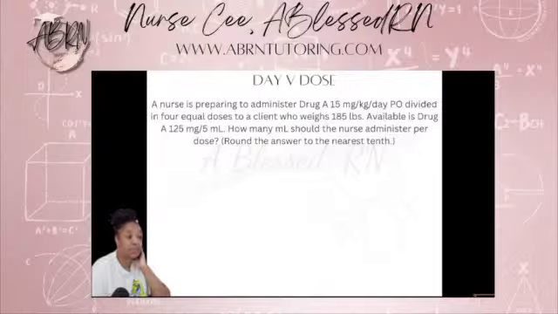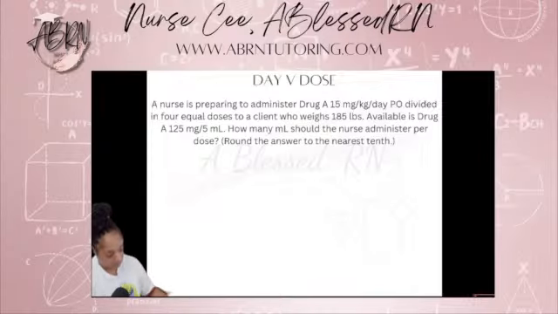A nurse is preparing to administer drug A 15 milligrams per kilogram per day by mouth divided into 4 equal doses to a client who weighs 185 pounds. Available is drug A 125 milligrams per 5 mLs. How many milliliters should the nurse administer per dose? And we're going to round to the nearest tenth.